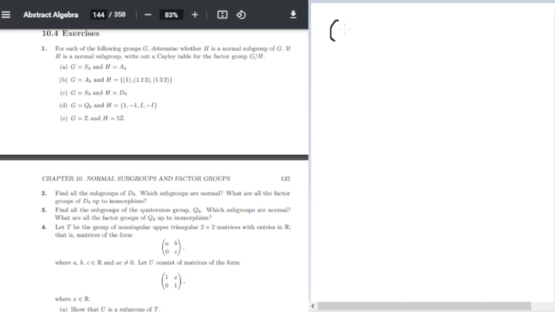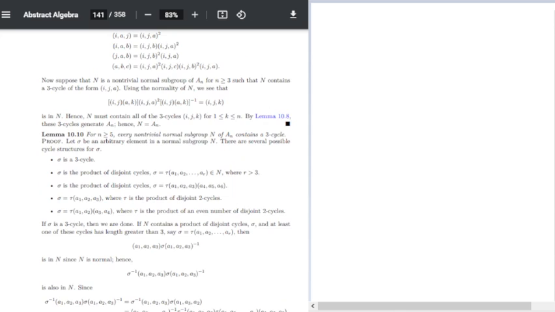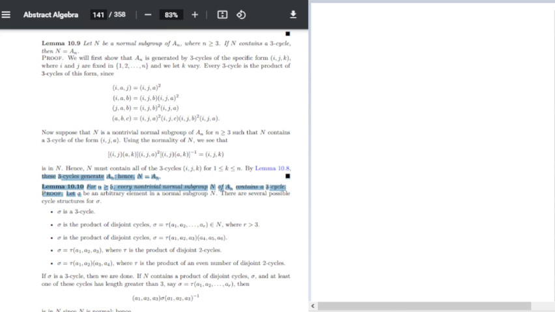So let's take the permutation. Oh wait, actually, never mind. It is true, but I don't even have to do any computations for this. So we know that A5 is simple, right? So it has no non-trivial normal subgroups, which means that since H is a proper subgroup, it must be not normal, otherwise it would contradict the long theorem of permutations. This bad boy right up here, theorem 10.10.